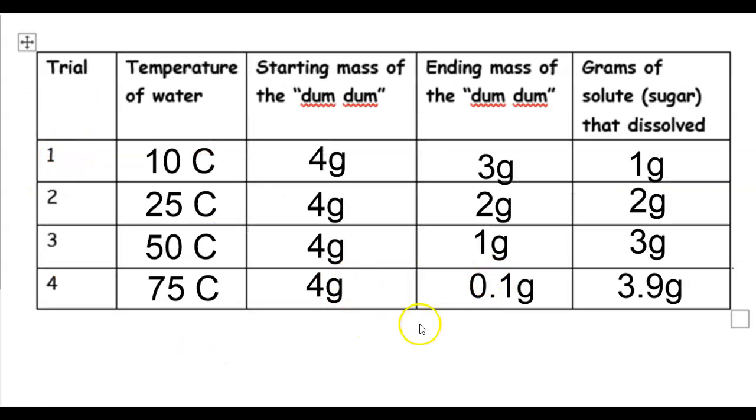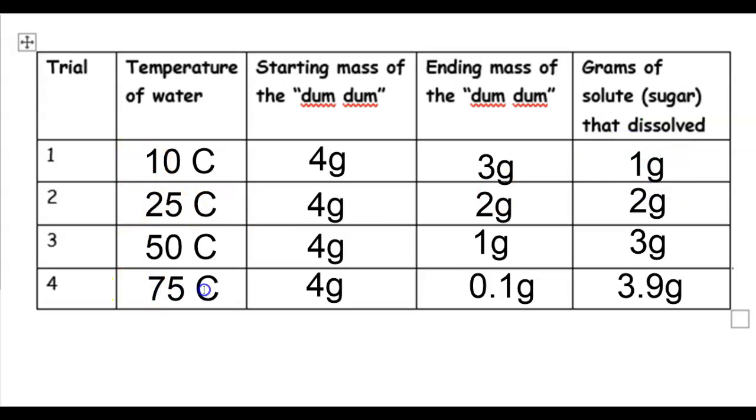All right. So after experimentation is done, we're going to be looking at temperatures ranging from 10 to 75 degrees. All the dum-dums are about 4 grams to start with. After 5 minutes, the dum-dum that was in the 10-degree water went from 4 grams to 3 grams. That's a change of 1 gram. That means 1 gram of the sugar dissolved at 10 degrees.